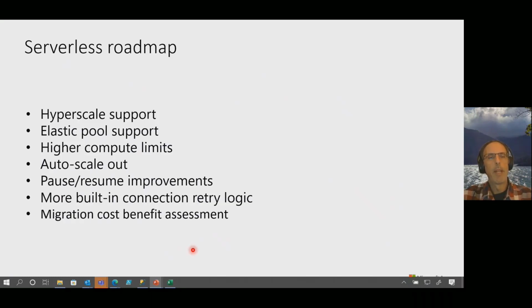So in terms of roadmap for serverless, we've been discussing the recently introduced support for automatic compute scaling in hyperscale. We're working on adding support for automatically pausing and resuming in hyperscale as well. We'd also like to add support for elastic pools.